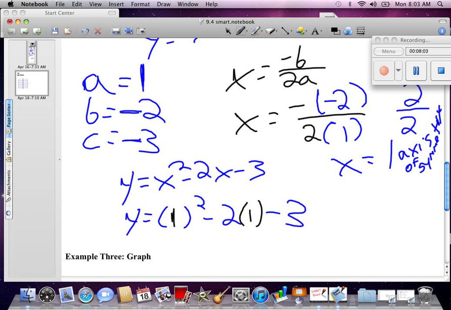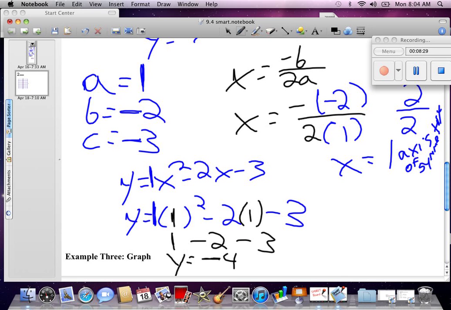So it would just be 1 times 1. Okay, you're right. There's an imaginary 1 in front of this x. So there's an imaginary 1 in front of here. Okay, 1 squared is 1 times 1 is 1. 2 times 1 is 2. So we've got 1 minus 2 minus 3. 1 minus 2 is negative 1. Negative 1 minus 3 gives us negative 4 for y.